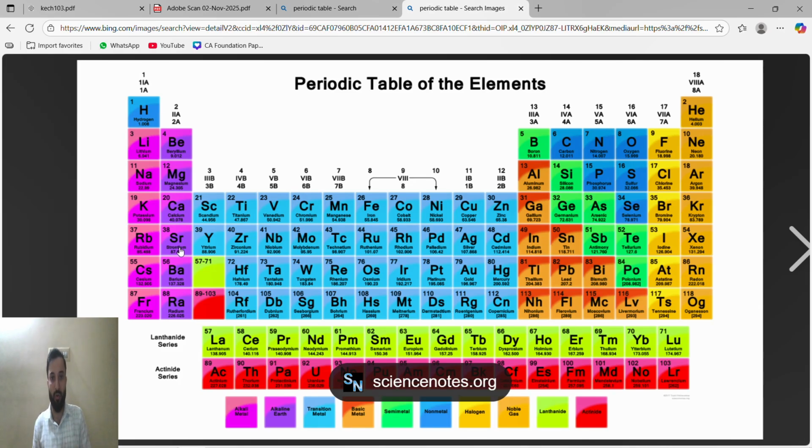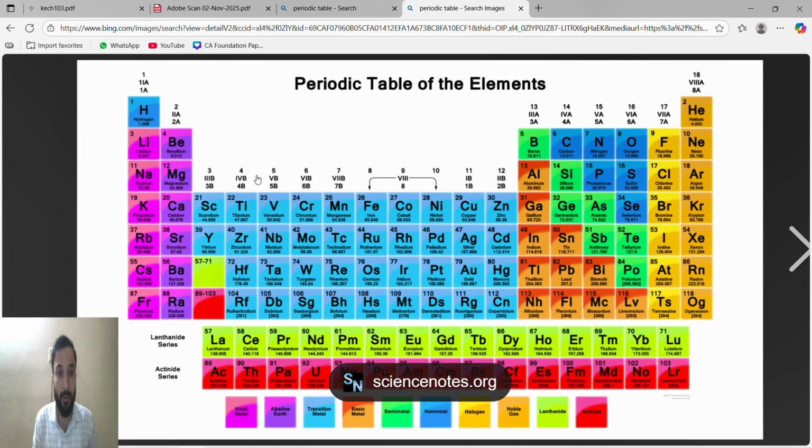So the periodic table is like a chart. What will happen in the periodic table? It will organize all the known chemical elements. So how many known chemical elements do we have? We have a total of 118 known chemical elements, the last one called Og.